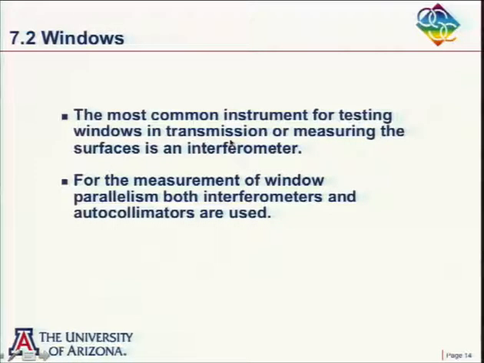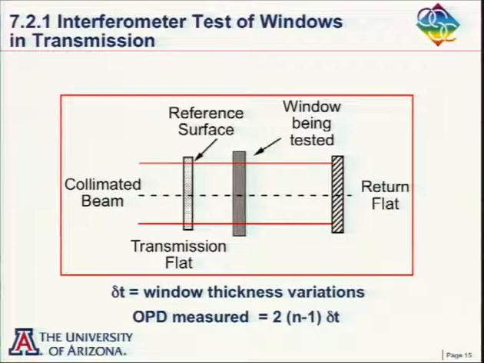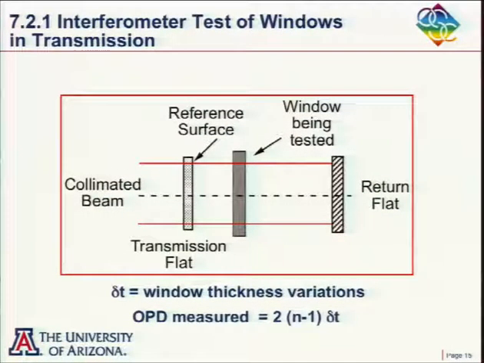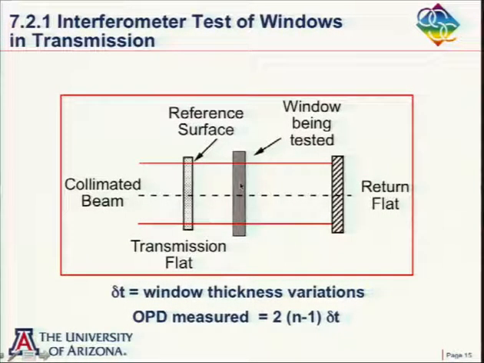So, what's the most common way of testing a window? Well, it's probably an interferometer nowadays. If I'm going to look at how parallel the two surfaces of a window are, I probably would use an interferometer. But an autocollimator is also very commonly used. So we want to go through here and talk a little bit about the testing of windows. I could test a window with a Twyman-Green, or with a Fizeau type interferometer.